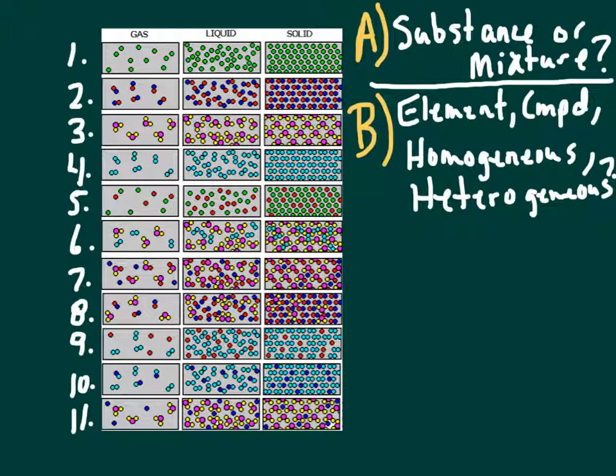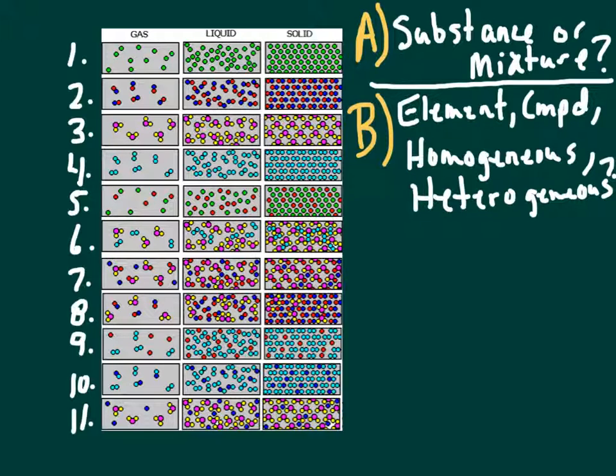So here's what I'd like you to do. I'd like you to take a look at all these pictures, and I've got them numbered 1 through 11. I've given you gas, liquid, and solid pictures so that you can look at how the particles are arranged in each one. And I want you to first of all tell me, from those particles, is it a substance, which is a pure substance, or is it a mixture? That's the first thing I want you to tell me. And then, based on that, I want you to tell me whether it's element, compound, homogeneous, or heterogeneous.